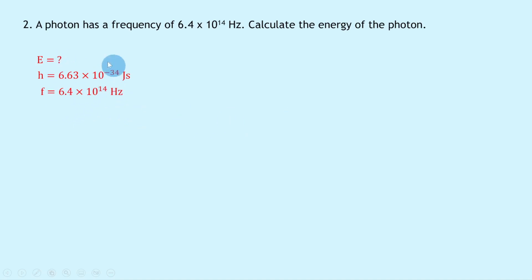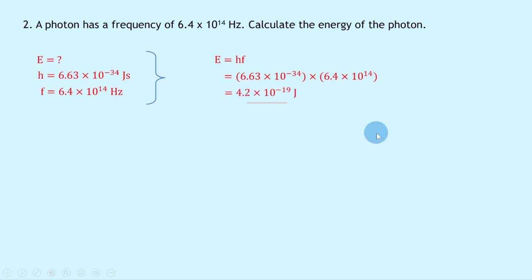So writing down the equation relating energy, Planck's constant and frequency, we have E equals hf. Substituting in the numbers gives 6.63 times 10 to the minus 34 times 6.4 times 10 to the 14, and if you put that into your calculator you should get an answer of 4.2 times 10 to the minus 19 joules.